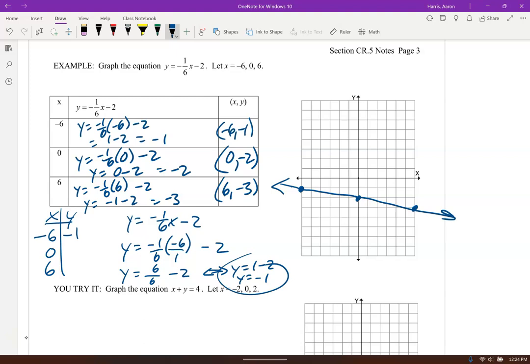There's the work for those other ones. So left 6, down 1. And then 0, negative 2. I don't go anywhere right or left, but I drop down 2. And then I go right 6, down 3 on that one.